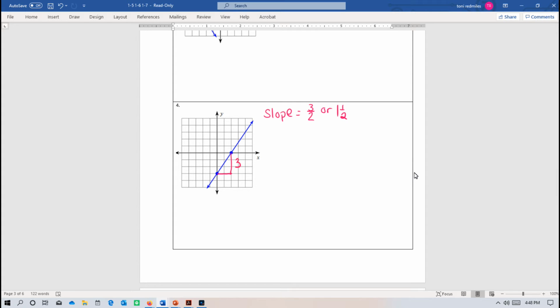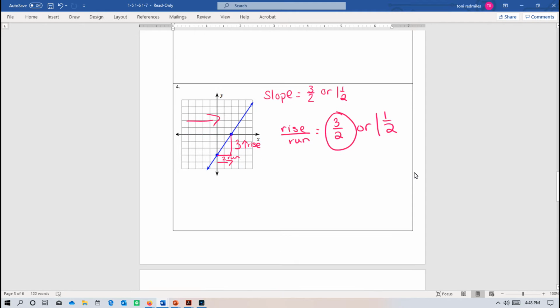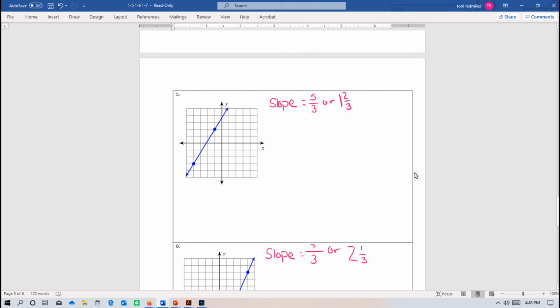One, 2, 3 for my rise, my going up, and my run, I ran 2 spaces. So there's my run. So if I do rise over my run, it equals 3 over 2. And this one from left to right is going upward. It's increasing, so it's a positive slope. So it's just 3 over 2, or I could make that mixed. It's a reduced fraction as 3 over 2, so I'm not going to be picky about it, as long as it's reduced.